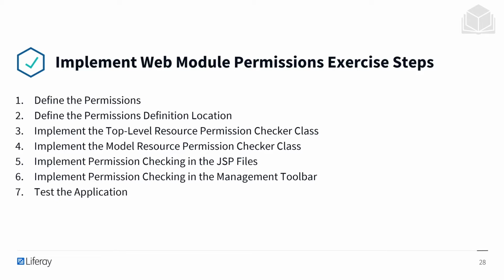The way we'll do that, we'll define the permissions, we'll define the permissions definition location, we'll implement the top-level resource permission checker class, we'll implement the model resource permission checker class, we'll implement permission checking within our JSP files, we'll implement permission checking in the management toolbar, and finally, we'll test out the application within the UI.